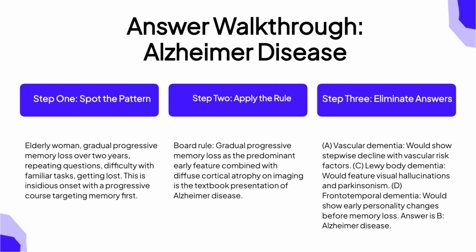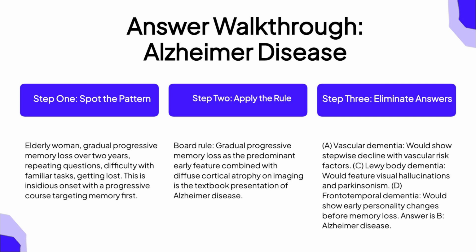Let us break this down step by step. Step 1. Spot the pattern. Elderly woman, gradual progressive memory loss over 2 years, repeating questions, difficulty with familiar tasks, and getting lost. This is insidious onset with a progressive course. Step 2. Apply the rule.